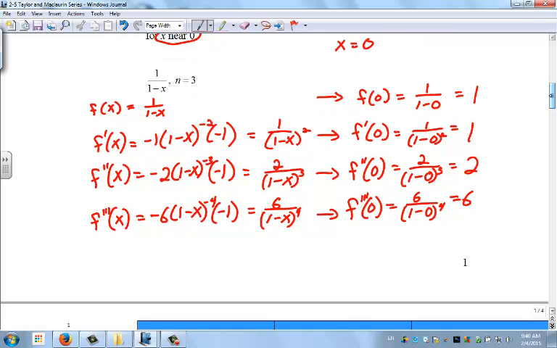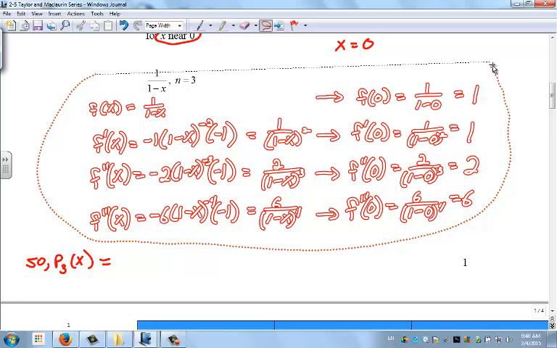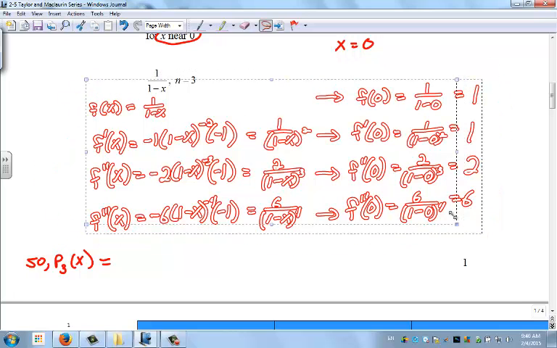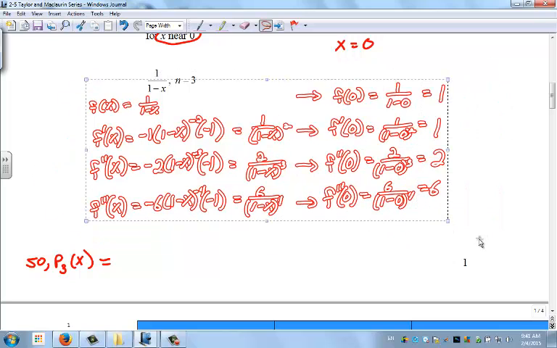So here it goes. So P3 of x, the third degree Taylor polynomial, right, about x is going to be the following. Let me slide that down a bit so we don't get too confused. And I'm going to shrink this a bit too. Sorry kids, you know me, being a little OCD here. There we go.